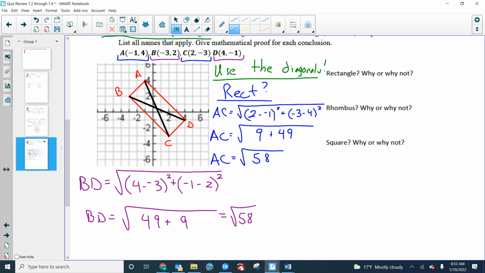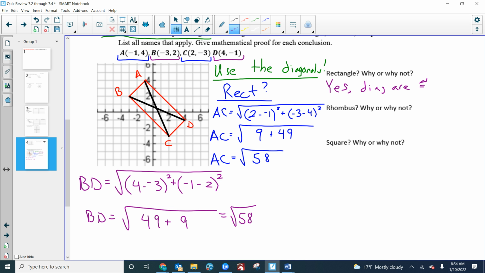So is it a rectangle? Yes. You're going to have lines on the quiz. Is it a rectangle? Maybe even circle yes or no. Yes. Then here's the next point you're going to get. Why or why not? Why is this a rectangle? Real simple. The diagonals are congruent.